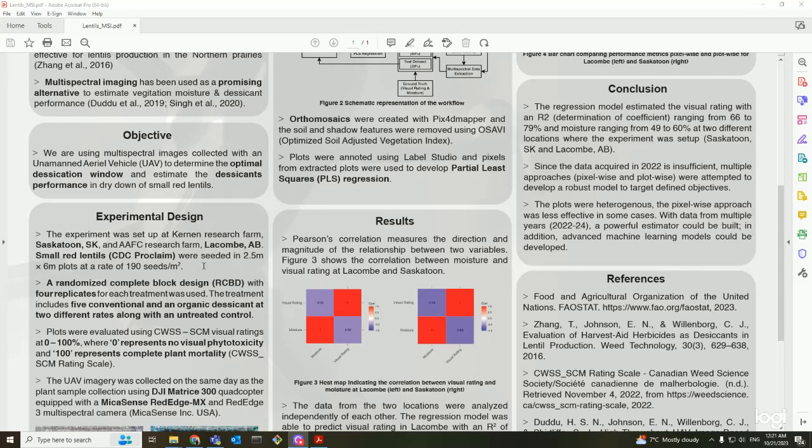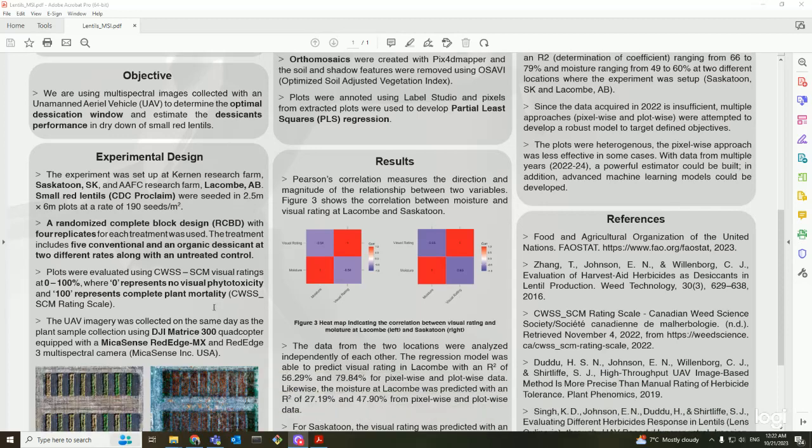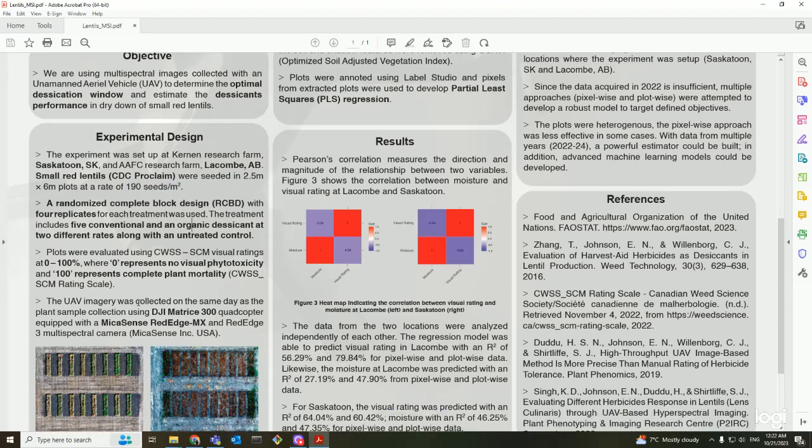This experiment was conducted in two locations. The first location is Saskatoon, Saskatchewan, and the second one is Lacombe, Alberta. We used a small lentil variety, CDC Proclaim, and the plot size was 2.5 meters by 6 meters, and we seeded at a rate of 190 seeds per square meter. We used 7 different treatments plus 1 untreated control. So we had 5 conventional desiccants along with an organic desiccant at 2 different rates.